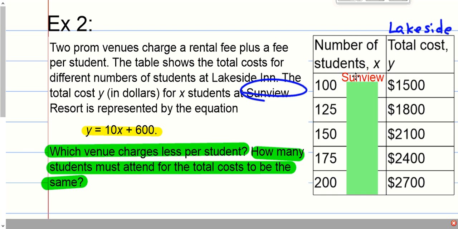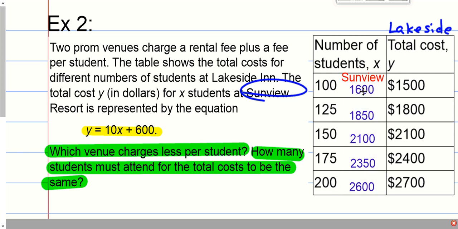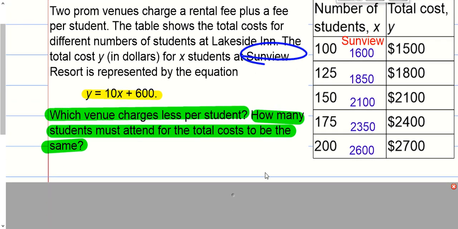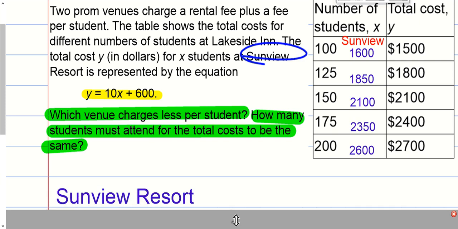When you do so, for Sunview, the equation that's given, we get this table here. So now they gave us an equation for Sunview. We've added that into our table as well, and it lines up with the x's here. So let's go ahead and make a note of the Sunview Resort equation, and that is y equals 10x plus 600.